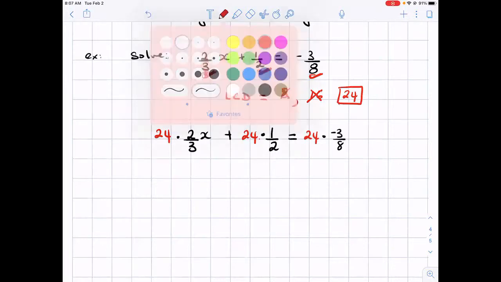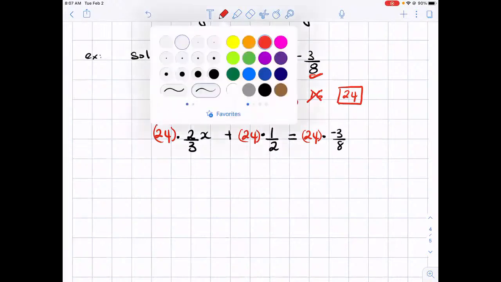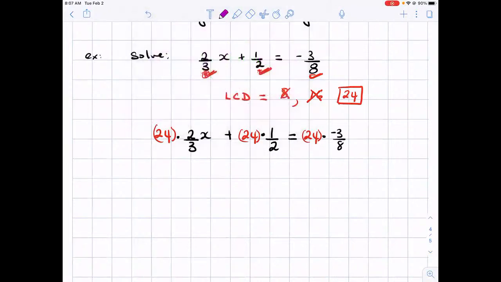Now, if you want to put it in parentheses so it doesn't look confusing, you can do that. Now, you will notice that whilst doing this, something unique happened. 24 and 3 can be reduced. 24 divided by 3 is 8.